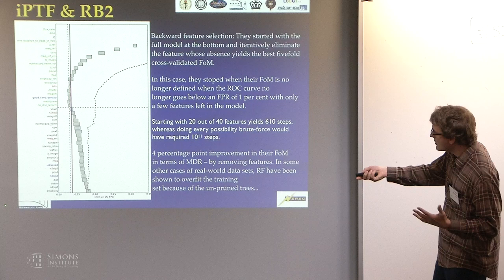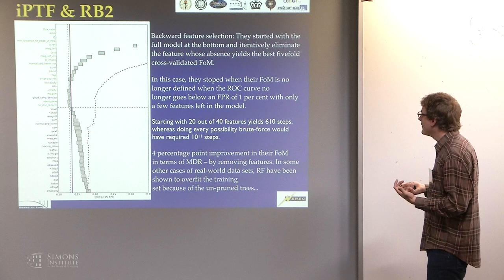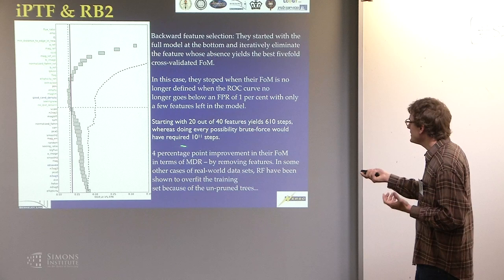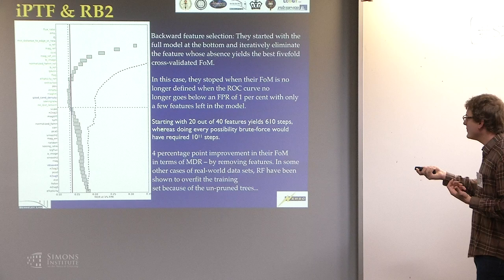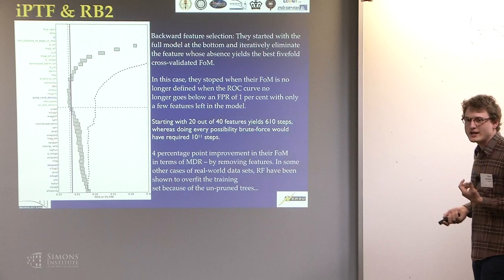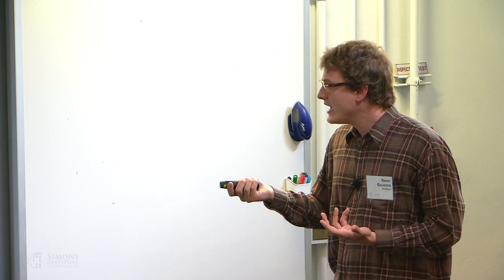And then they stopped when this ROC curve went below a false positive rate of 1% with only a few features left in the model. One of the really great things about this process was that they were able to eliminate about half of the dimensions of their parameter space with just 610 iterations, whereas if they tried every possible subset of parameter space, like the power set of the parameter space, brute force, it would have taken 10 to the 11 steps. And they were able to improve the performance of their classifier significantly by removing features.